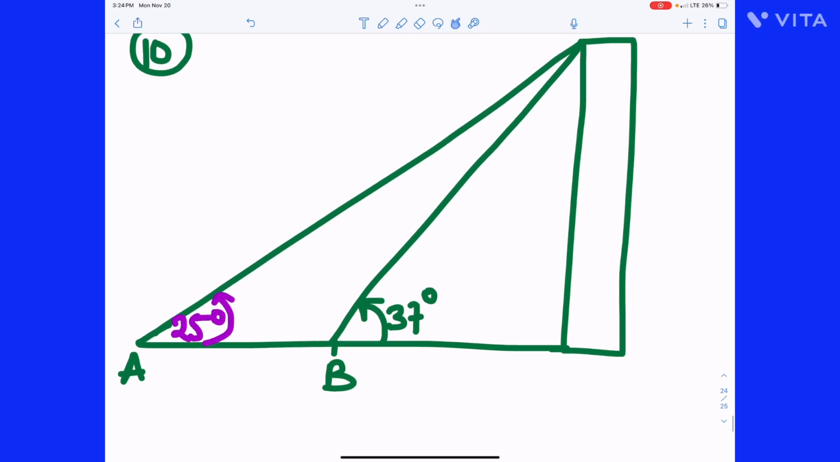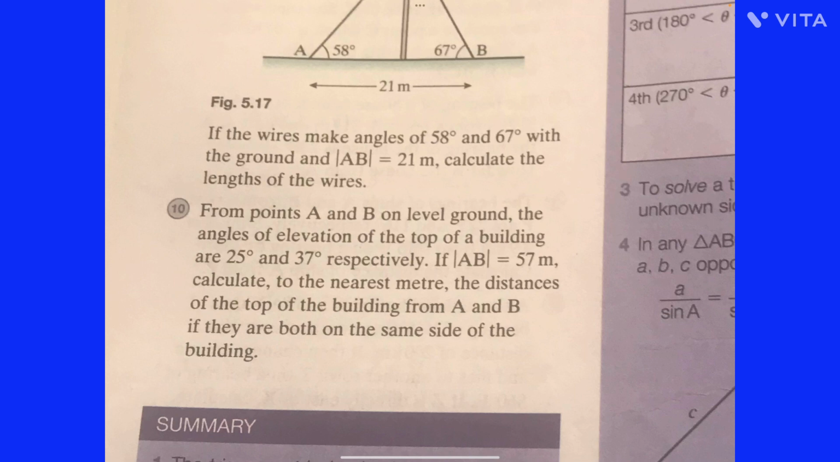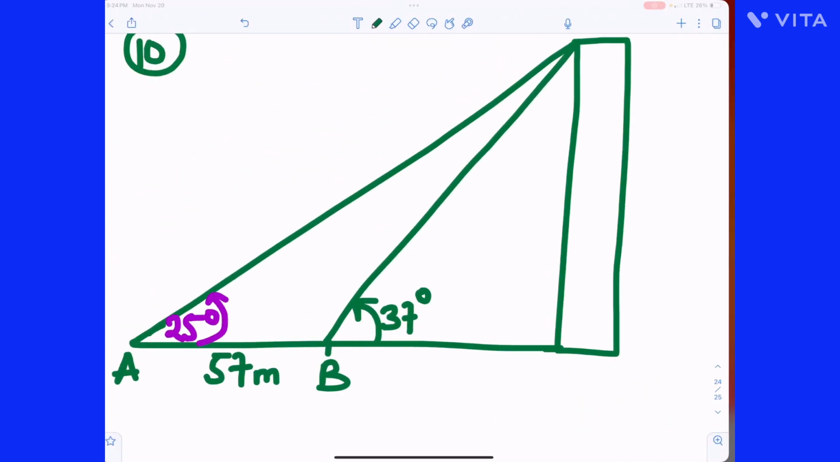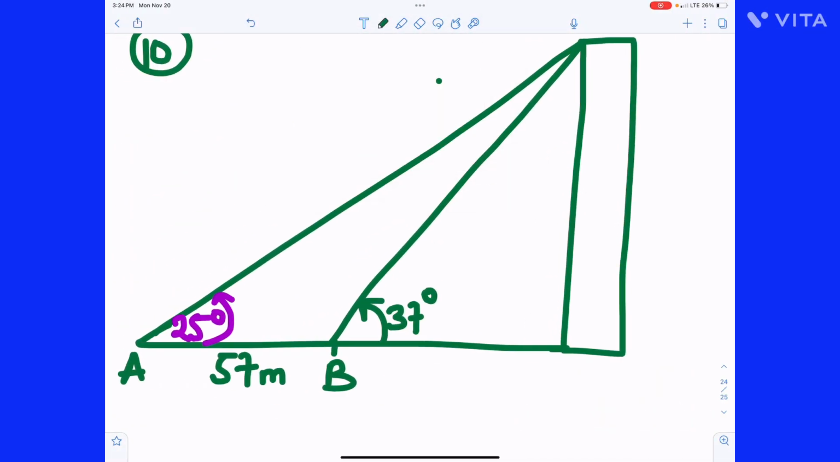It now says that AB, the distance between A and B, is 57. So the question says we should find the distances of the top of the building from A and B. Okay, that means what we need is these two distances.